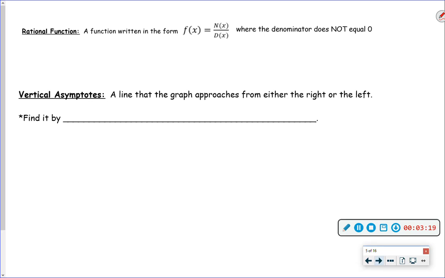Simple. To find it, you set the denominator equal to 0. So that's going to make it undefined. Kind of like when we talked about domain. We're not going to cross or touch it. Now, the horizontal asymptote is going to take a little more investigation. Not hard, but just a little more thought to it.